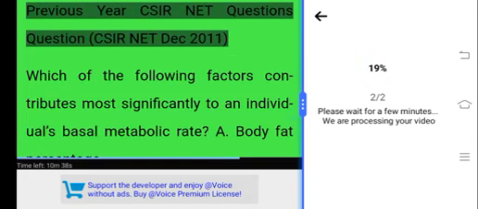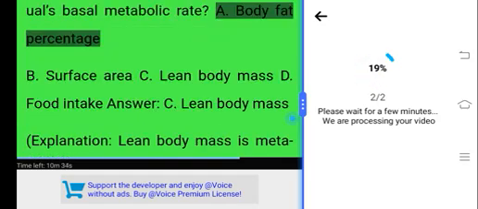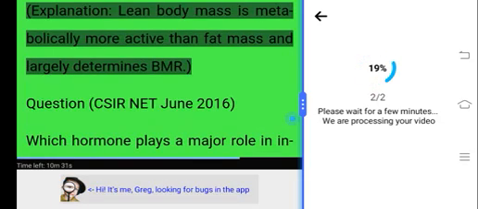Previous year CSIR NET questions. CSIR NET December 2011. Which of the following factors contributes most significantly to an individual's basal metabolic rate? A. Body fat percentage. B. Surface area. C. Lean body mass. D. Food intake. Answer: C, lean body mass. Explanation: Lean body mass is metabolically more active than fat mass and largely determines BMR.